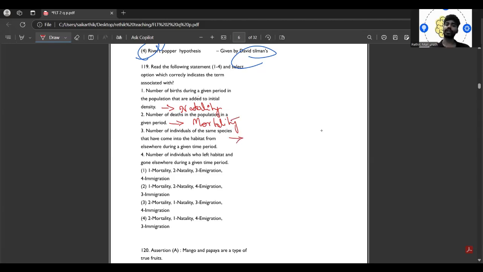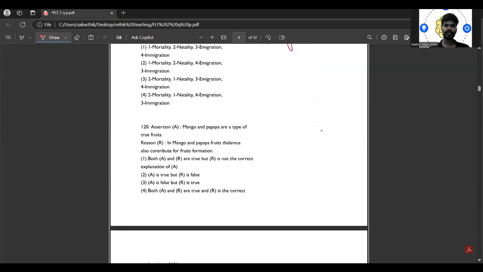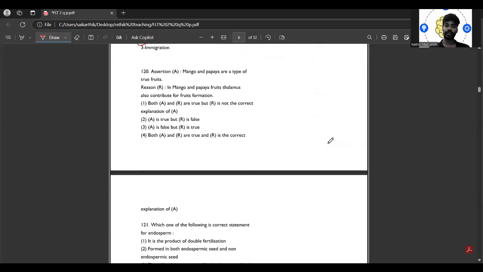And the third one is the number of individuals of the same species that have come into the habitat from elsewhere during a given period of time. That is actually called immigration. And the last one, the number of individuals who left the habitat and gone elsewhere during a given period of time, is called emigration. So what would be the answer now? Option 4, correct. So we'll move to the next question, that is 120.